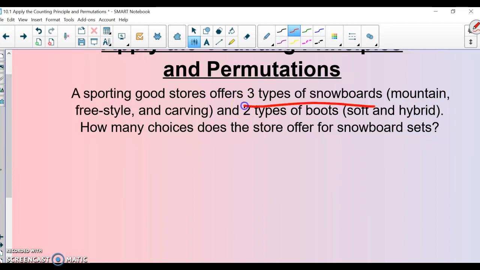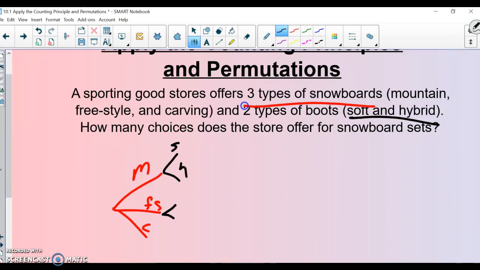It says we have 3 different choices for snowboards. We could have the mountain snowboard, we could have the freestyle snowboard, or we could have the carving snowboard. And then from each of those 3 choices, we could choose one of the 2 different types of boots. We could choose a soft boot or a hybrid boot. We could choose freestyle and a soft or a hybrid. Then we could choose the carving and a soft or a hybrid.